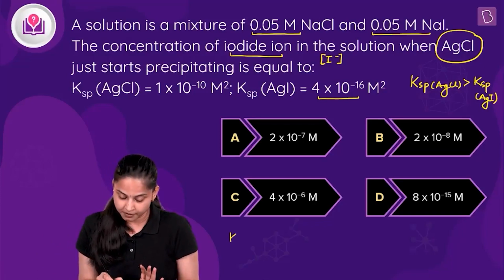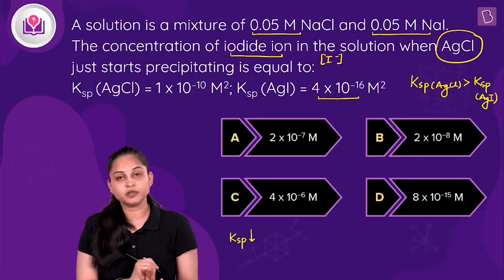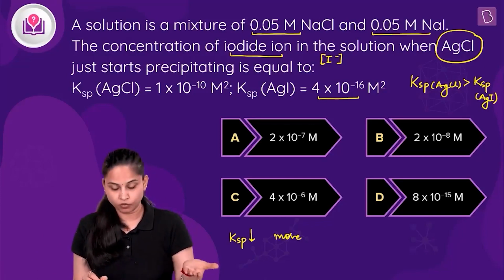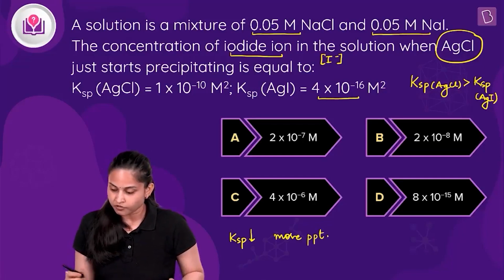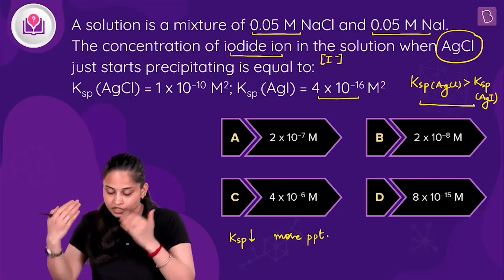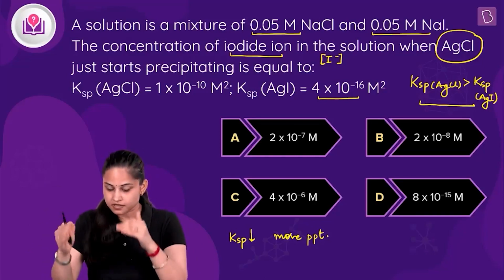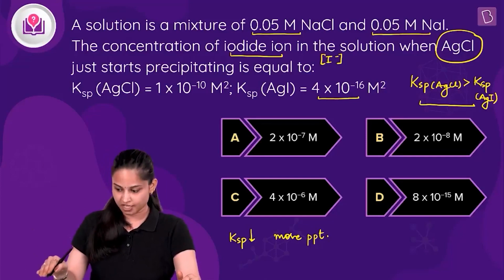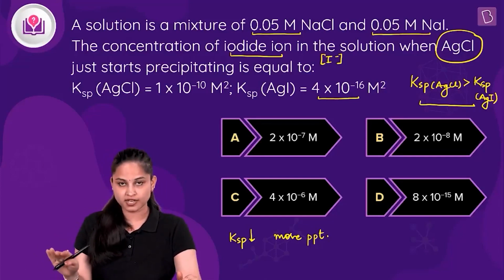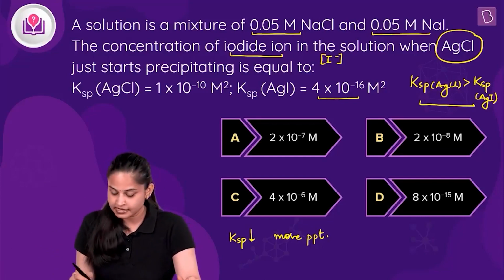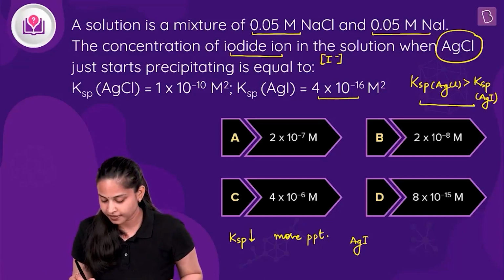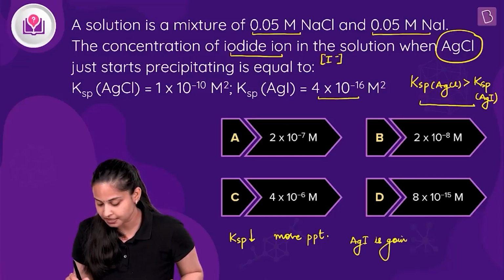Now, remember, the lesser the solubility product, the more the precipitation. From this, what we are analyzing and judging is that since the solubility product of AgCl is greater than the solubility product of AgI, the solubility product of AgI is less, which means AgI is going to precipitate out first.